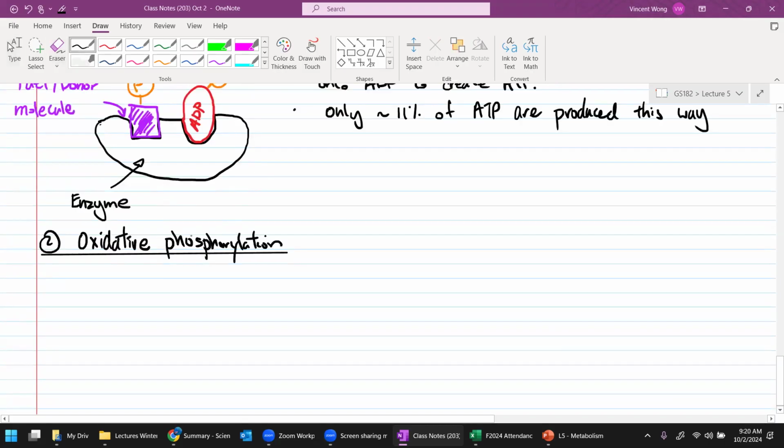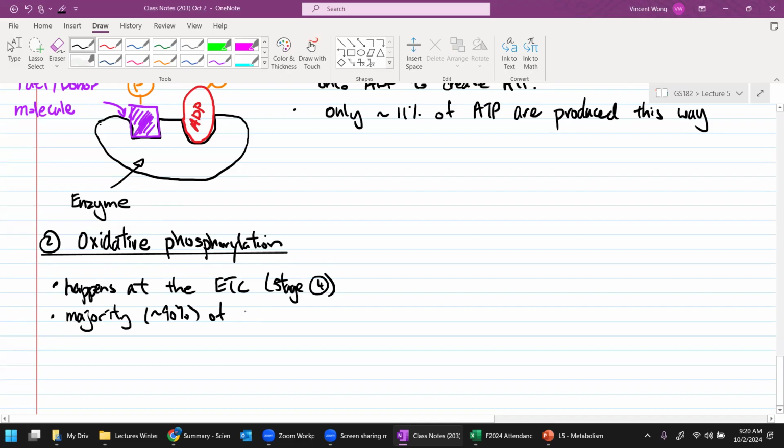To explain this is gonna take like half an hour, so we'll do that later. Okay. This happens at the ETC, okay, which is stage 4. Okay. Majority, okay, roughly like 90% of ATP are produced this way.